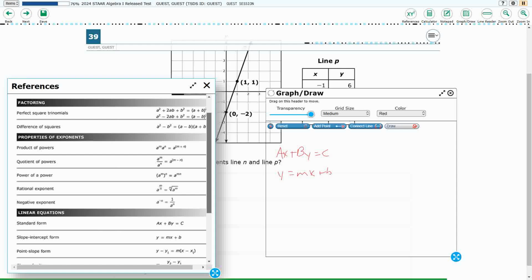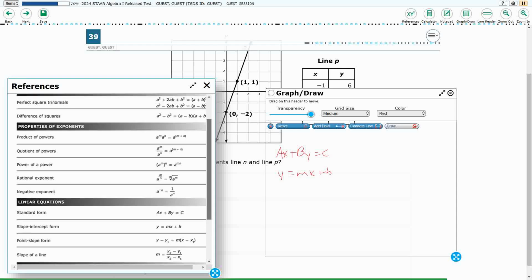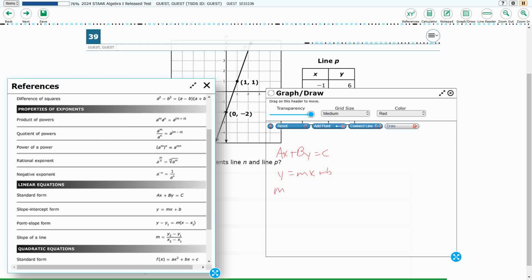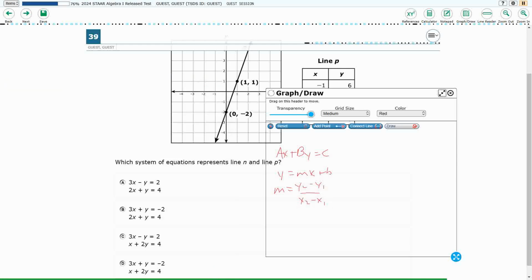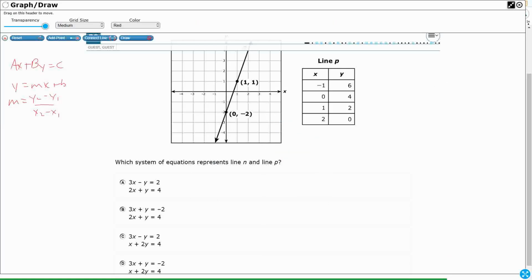Now, our slope-intercept form is what I'm wanting to get them to first, because we can identify the slope and the y-intercept from our points. And we know that the slope of a line is going to be the change in y over the change in x. So let's first find the slope of these lines. I've got my 2 points here. Let's call this x sub 1 and y sub 1, and we'll make this x sub 2 and y sub 2.